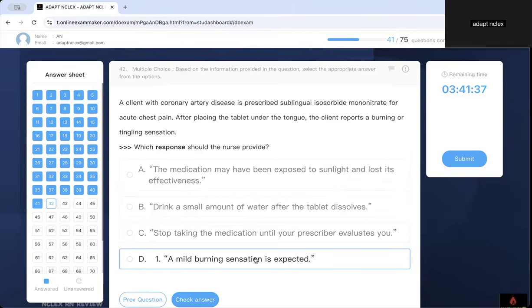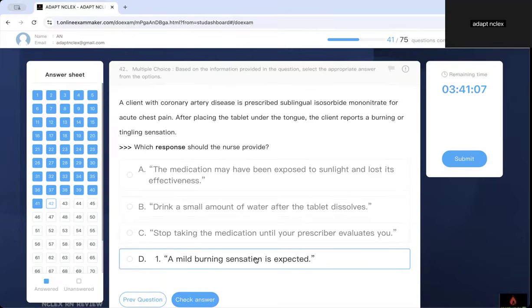When you give them nitrate and they put it under the tongue, they complain. They say, oh, it feels like a burning and tingling sensation. What do you tell them? The medication may have been exposed to sunlight and lost its effectiveness. Drink a small amount of water after the tablet dissolves. Stop taking the medication until your prescriber evaluates you. A mild burning sensation is expected.